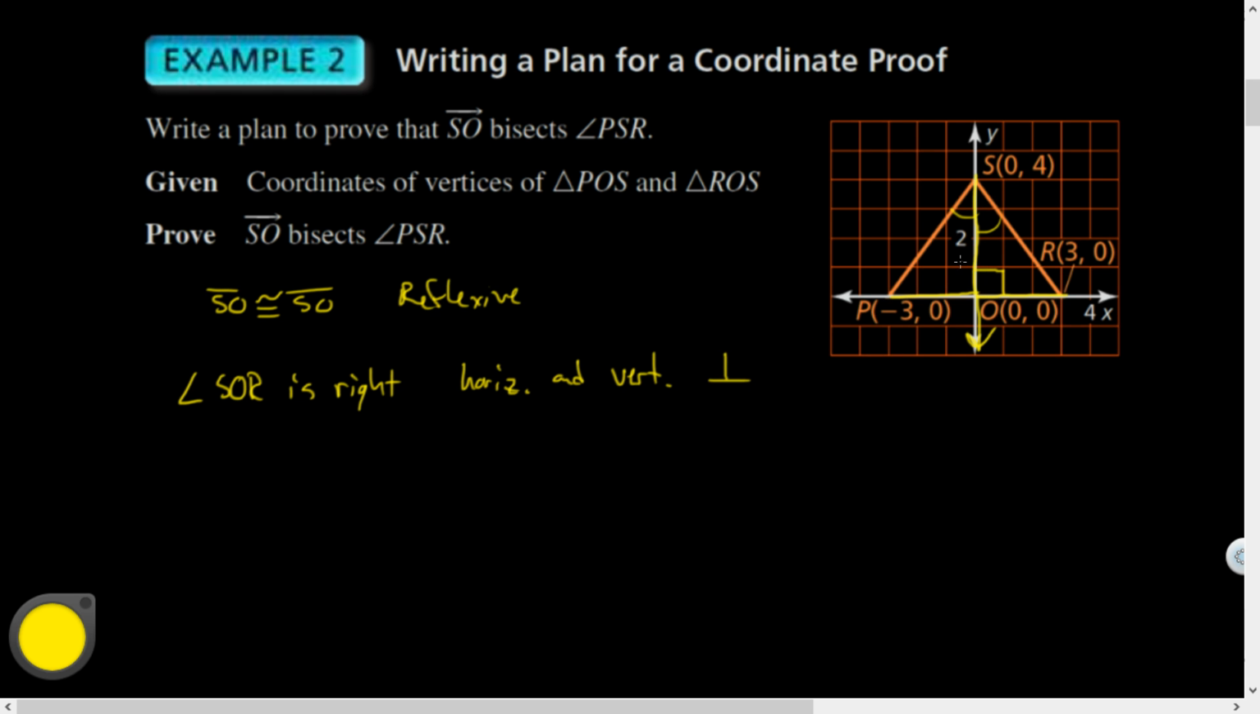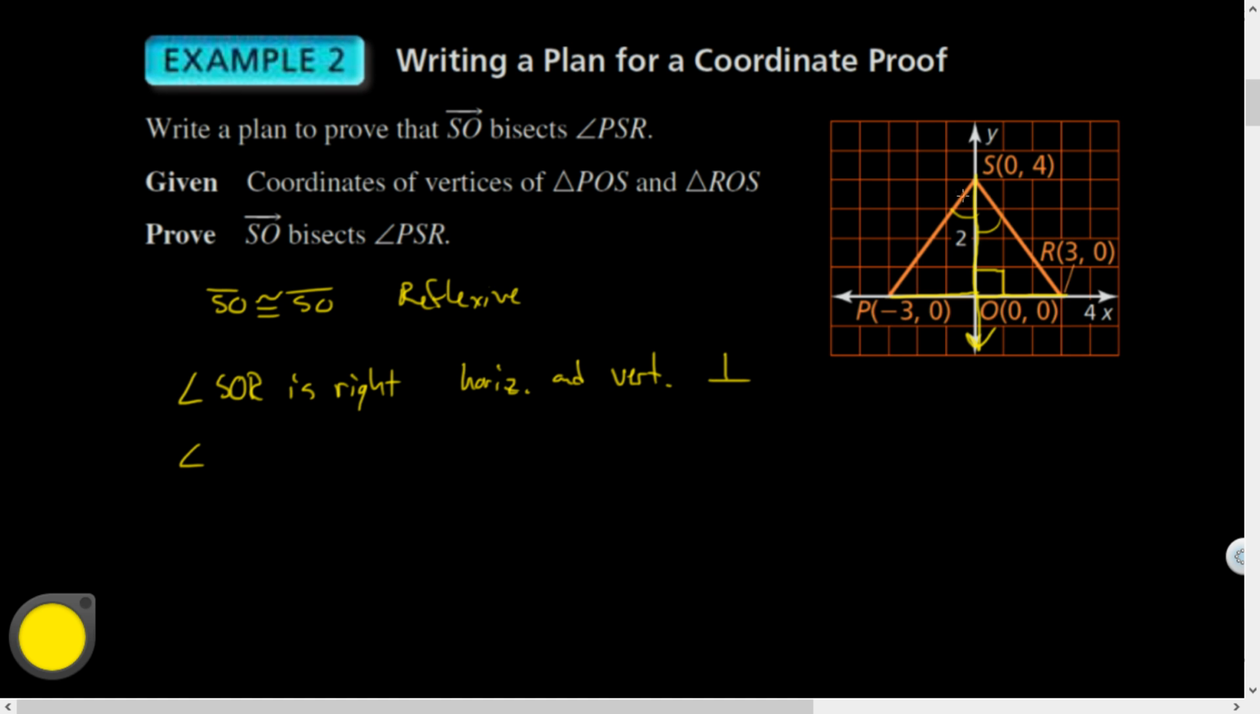Okay, but if these weren't conveniently horizontal and vertical, I could actually find the slope of one and the slope of the other. And how would their slopes relate? Do you remember? Perpendicular lines have what kind of slopes? Slopes that are opposite reciprocals? Yes? No? You guys remember that?